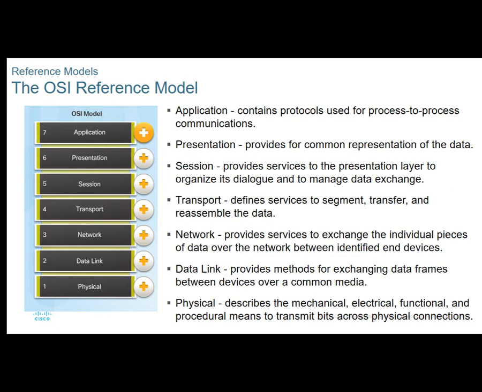Network provides services to exchange the individual pieces of data over the network between identified end devices. The data link layer provides methods for exchanging data frames between devices over a common media. And the physical layer describes the mechanical, electrical, functional, and procedural means to transmit bits across physical connections.